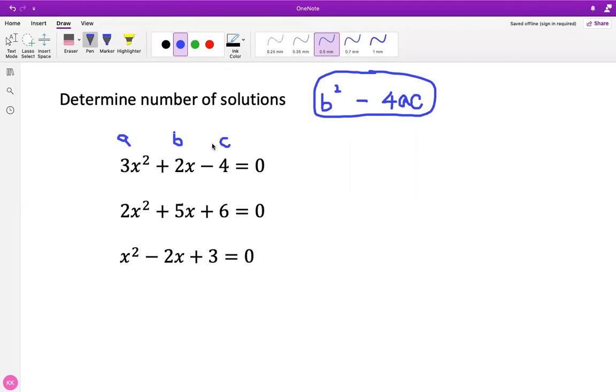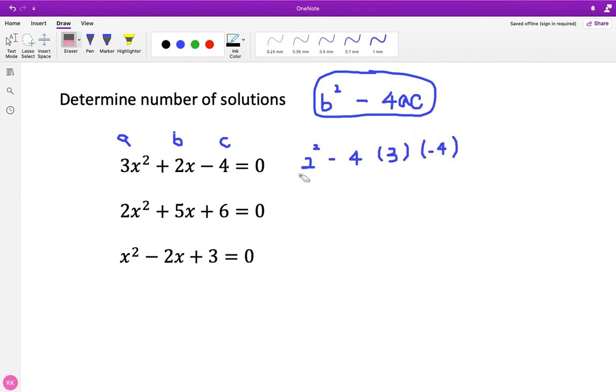So let's do a couple of exercises to determine the number of solutions in the following quadratic equations. When we determine the number of solutions, make sure you use this formula, b squared minus 4ac. If I use this formula, I can actually know how many solutions I have. So in the first example, 3x squared plus 2x minus 4, how do we do that? We have 2 squared minus 4 times 3 times -4. Be careful, we have a negative in the constant c.